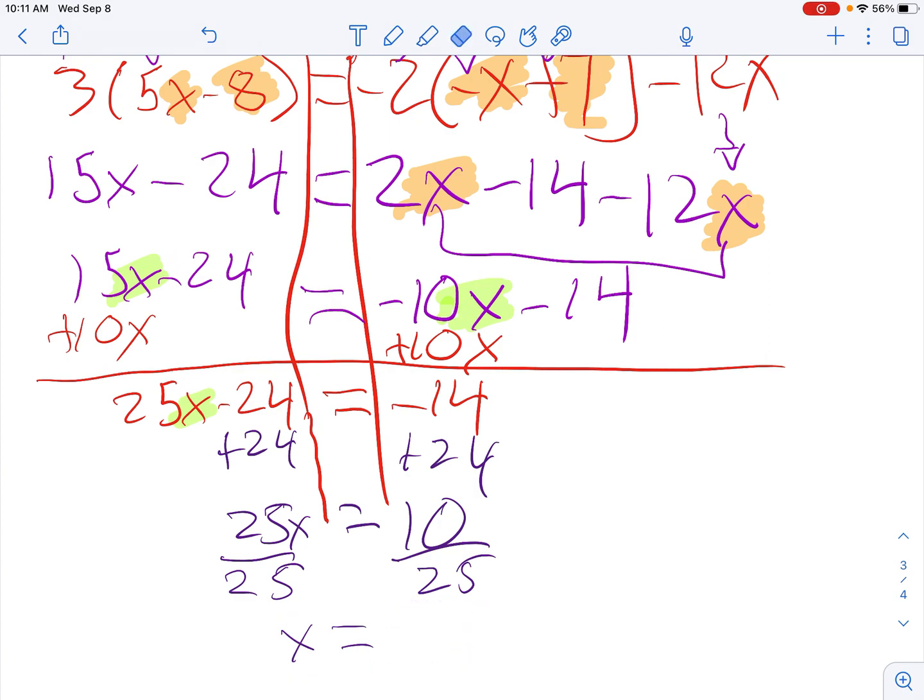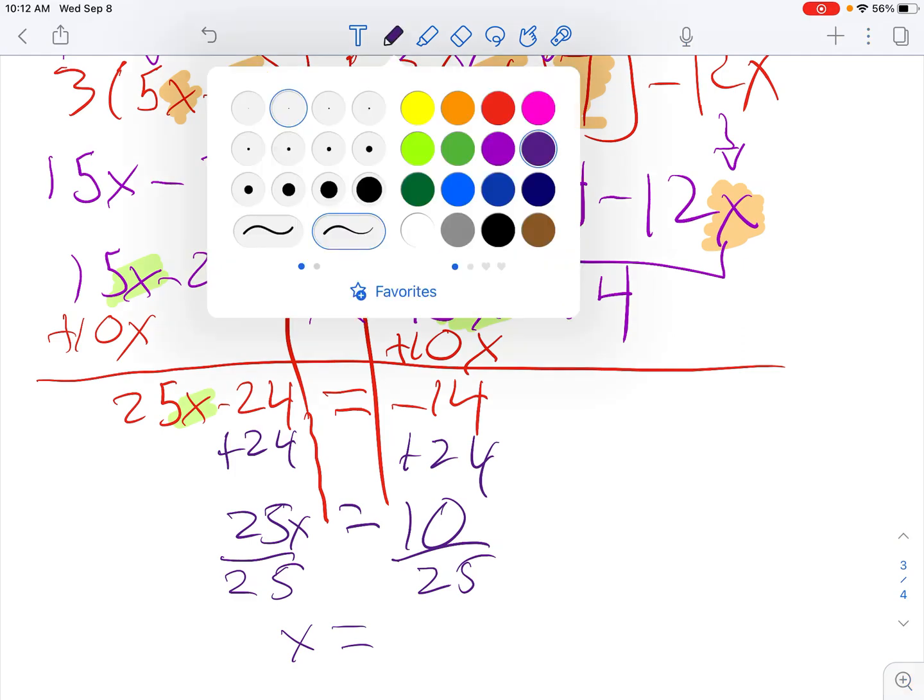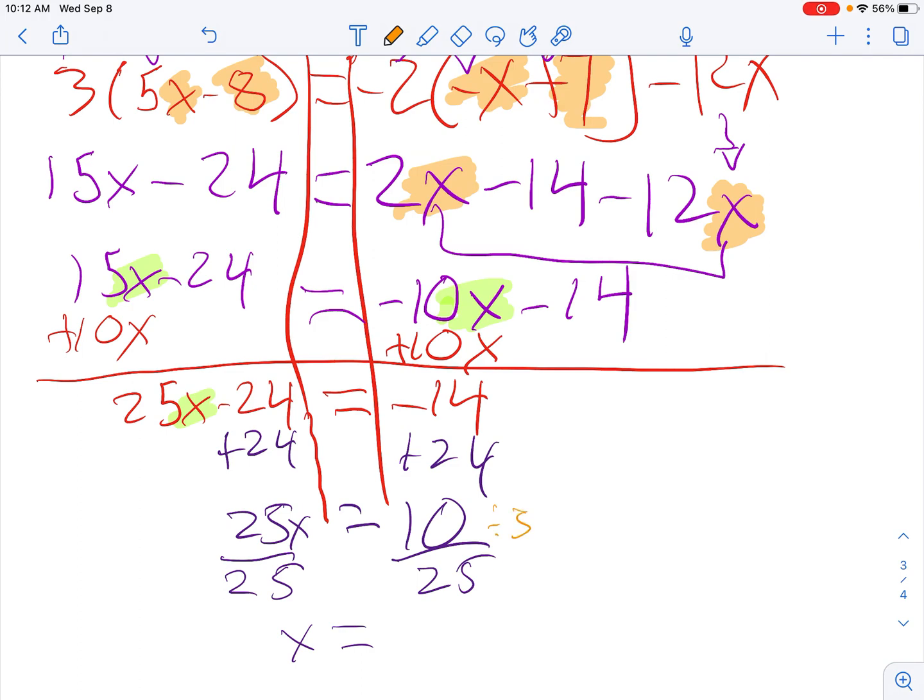Oh, Mr. Larson, you made an oopsie. It's not 2.5 because 10 is smaller than 25. So we can keep it in fraction form. That's fine. What do 10 and 25 have in common?